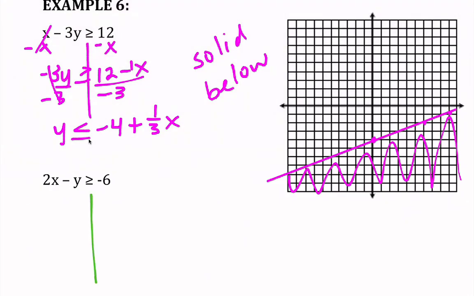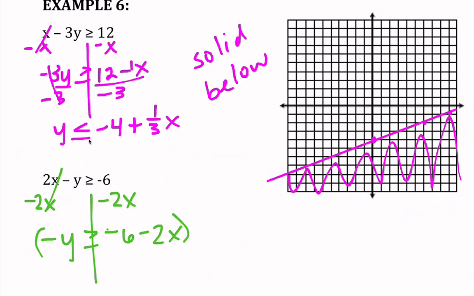On the next one, I'm going to take away 2x from both sides. My negative y falls down, the symbol drops, and I'm going to have negative 6 minus 2x. To get rid of that negative, I multiply the entire thing by another negative because it's going to make everything opposite. So that's going to give me a positive y. I need to take the opposite of my sign. It's going to give me a positive 6 and a plus 2x. So my y-intercept is 6.